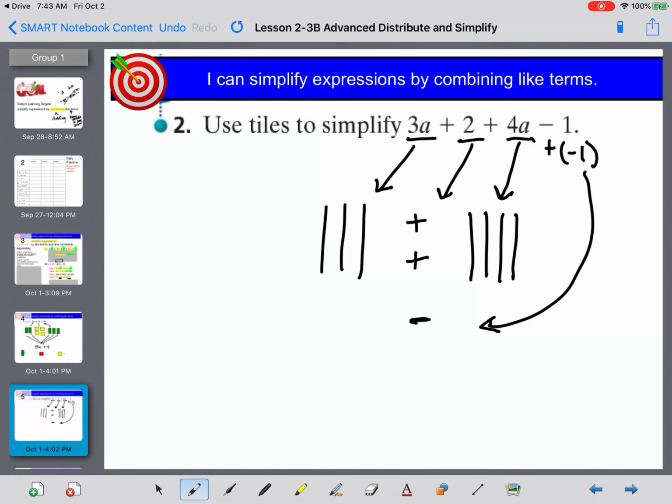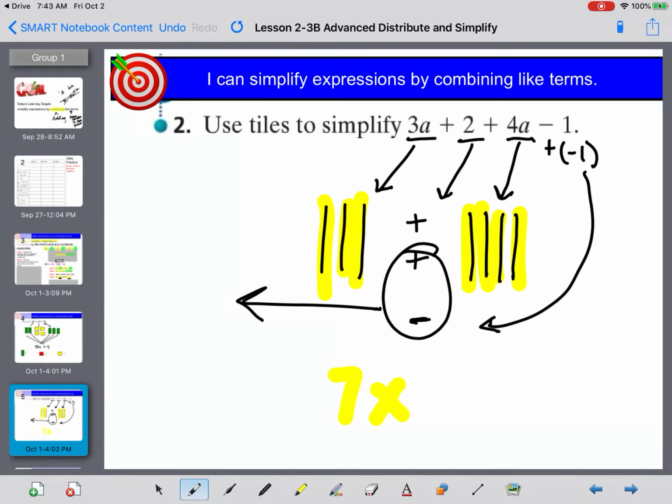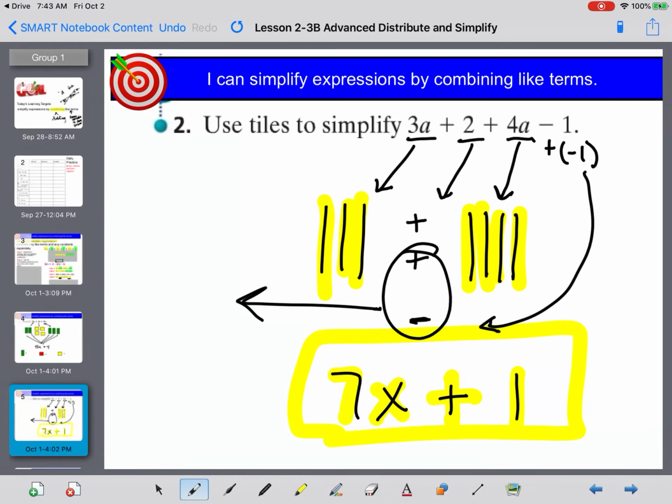So what do I actually have? What I actually have is these 3 and these 4, or 7x. Then I have a 0 pair, or you could have thought of it as taking away 1 positive. And then I get plus, let's go back to this, plus 1. So when I combine the like terms, I can't get it any simpler than 7x plus 1. All right.